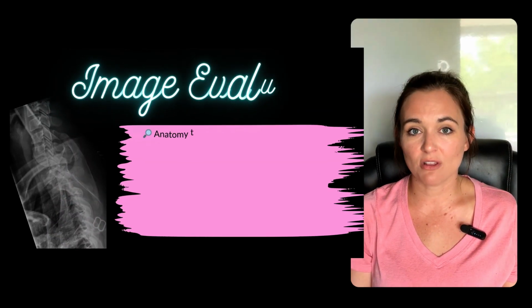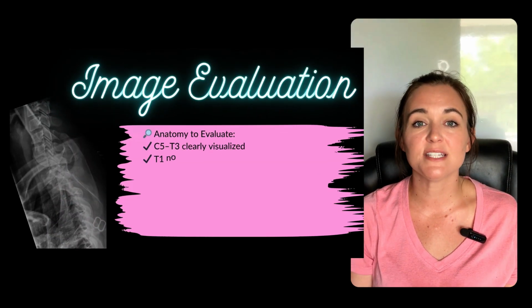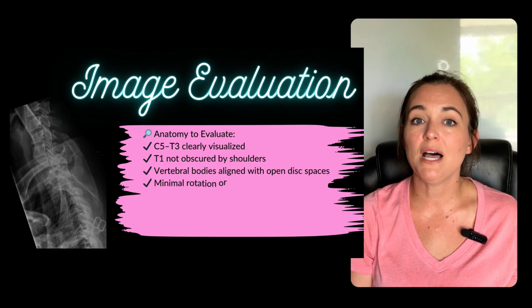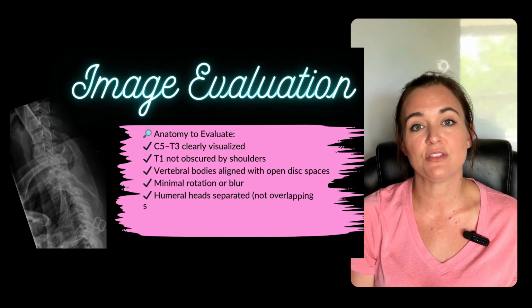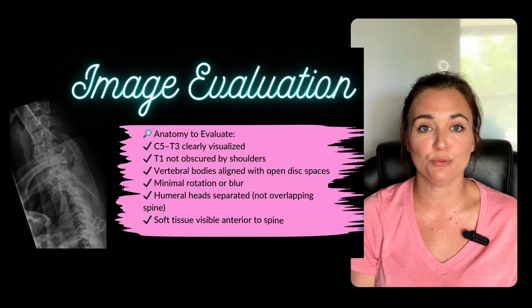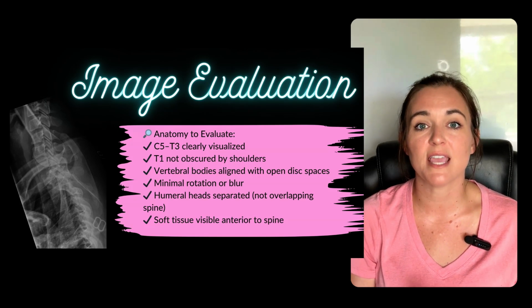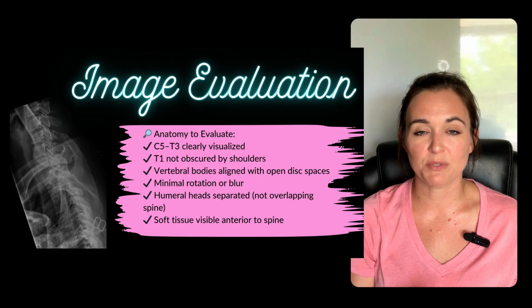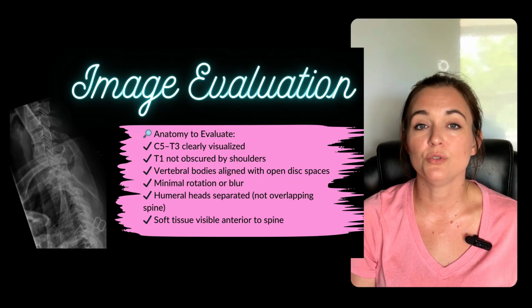The anatomy to visualize in the swimmer's view: C5 through T3 are often visible, but we mainly want C7 through T1. No overlap of the humeral head, the spinous processes, and disc spaces at that junction. Good contrast between bone and soft tissue through use of appropriate technique. Why is this important?